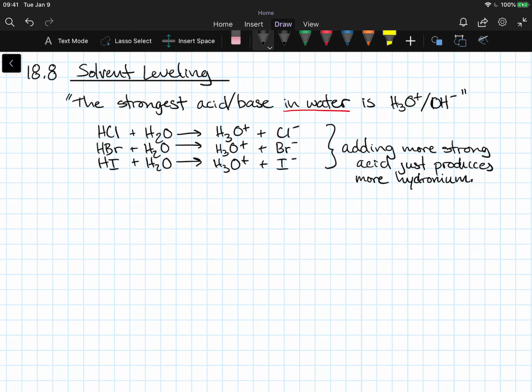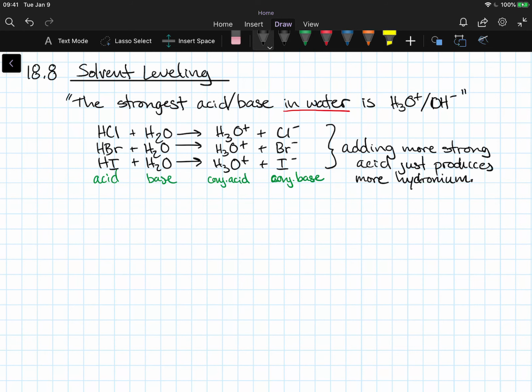And the same thing would apply with a base. Let's look at a strong base really quickly. Let's go back actually and label these. We know these are acids. These are our strong acids. That means water is acting as a base. This is the conjugate acid, and this would be the conjugate base.